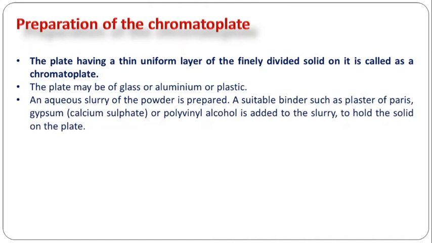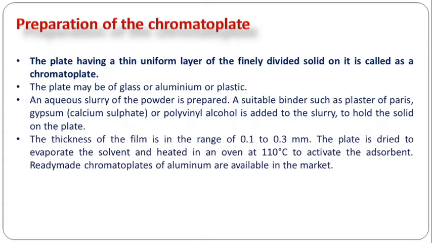A slurry of the powder is prepared. It's not aqueous actually. The slurry of the powder is prepared in some volatile solvent, with suitable binders. So binders are required to adhere this solid stationary phase on the plate. You have to add a binder like plaster of Paris, gypsum, that is calcium sulfate, or polyvinyl alcohol to the solid, so that it holds the solid on the plate. The thickness of the film is in the range 0.1 to 0.3 mm. So it should not be very thin or very thick.